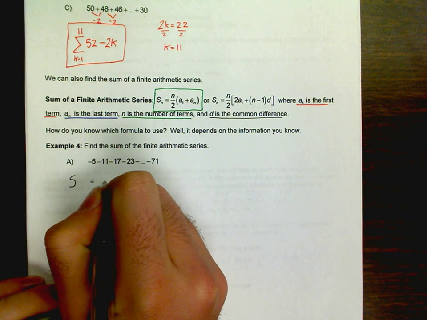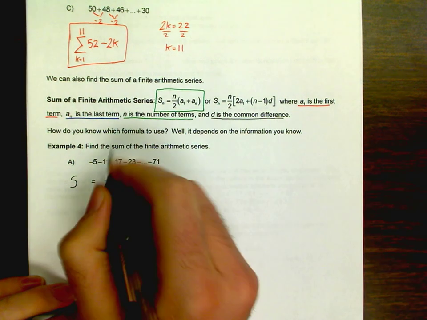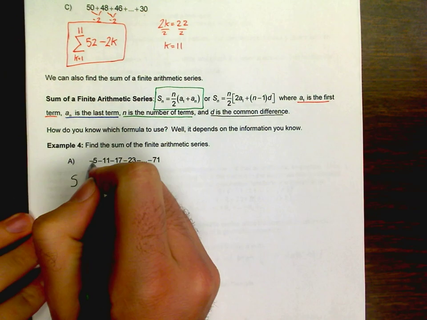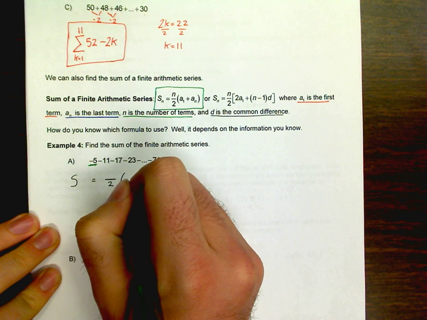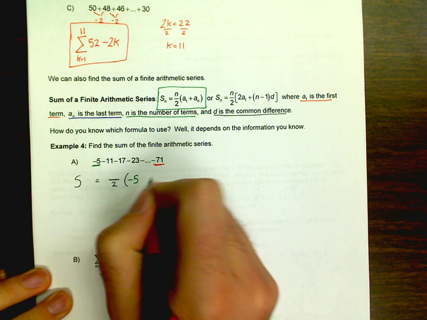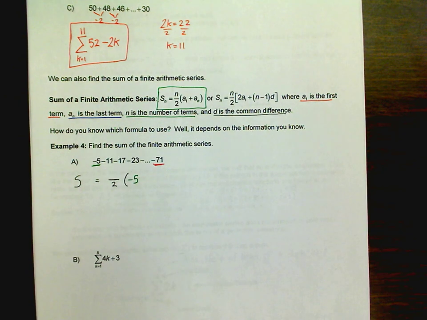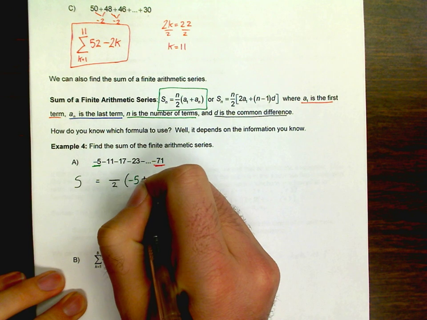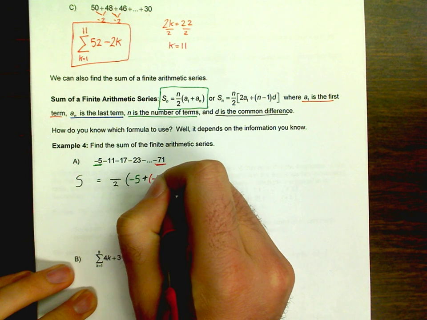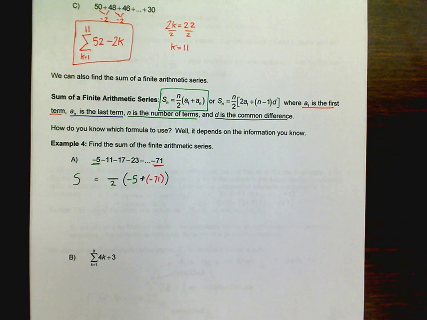Okay. Times, now it's really easy to see the first term. Here's the first term. It's -5. Here's the last term. It's negative 71. Now, it's always plus, but it's okay to add a negative. So plus a negative 71, which, yes, comes out to be subtraction. Okay, so now we've got to find this n.